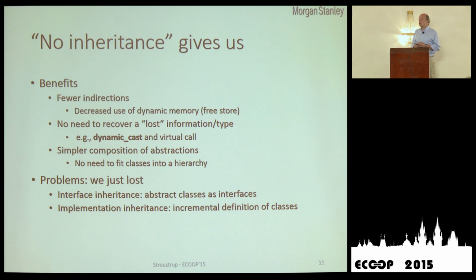So if we have no inheritance, we get rid of an indirection. And that's important if you are short of memory and if you're short of cycles. And we don't need to recover type information, because we don't lose it. We don't need the equivalent of virtual functions or dynamic cast, which C++ has and some languages have. And we get a simpler composition of abstractions, because everything is represented by something that is fixed in size, fixed in function, and that simplifies things. There's no variable sized object in this world.